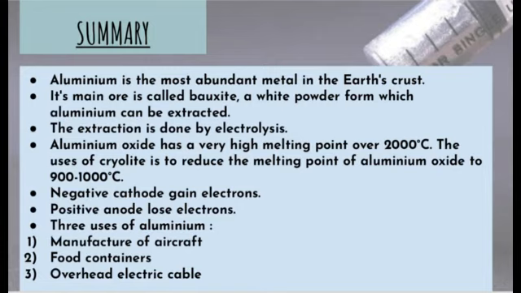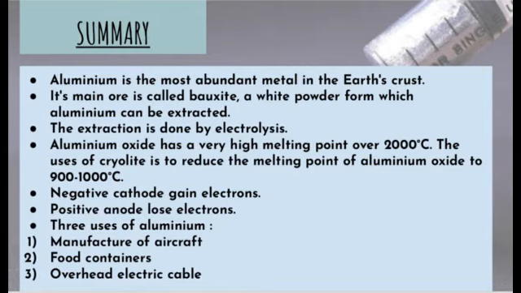The summary of extraction of aluminium. Aluminium is the most abundant metal in the Earth's crust. Its main ore is called bauxite, a white powder from which aluminium can be extracted. The extraction is done by electrolysis. Aluminium oxide has a very high melting point, over 2000 degrees Celsius. The use of cryolite is to reduce the melting point of aluminium oxide to 900 to 1000 degrees Celsius. Negative cathode gains electrons, positive anode loses electrons.